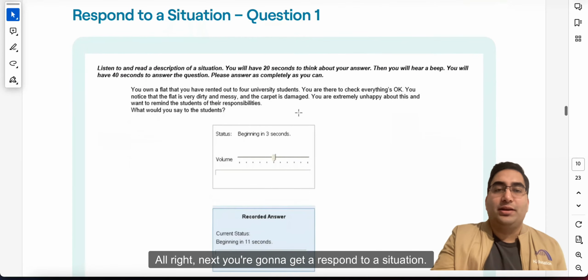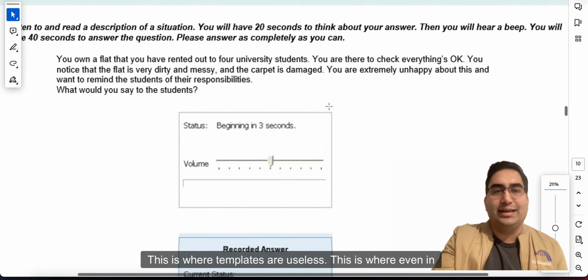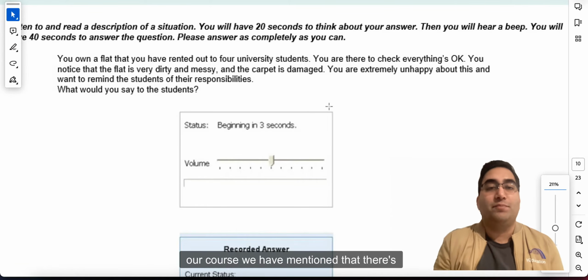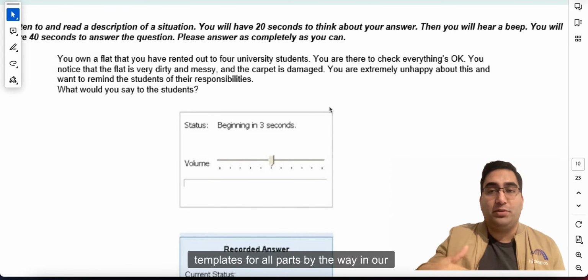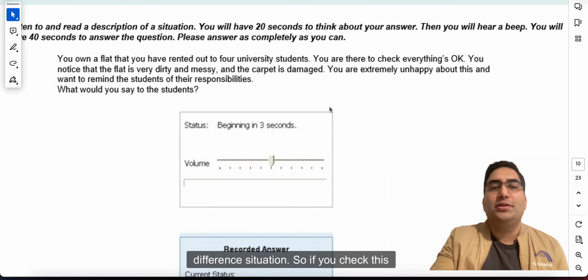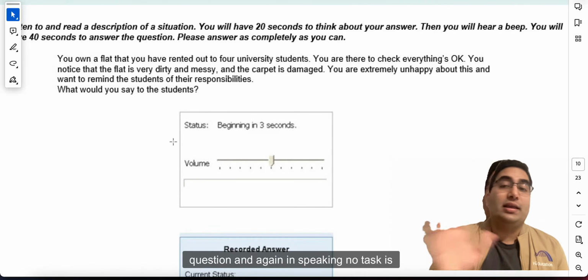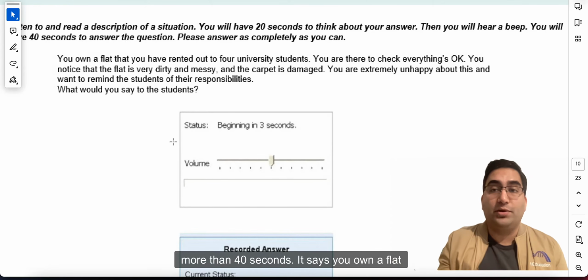All right, next you're going to get respond to a situation. This is where templates are useless. This is where, even in our course, we have mentioned that there's templates for all parts, by the way, in our course. Not for this one, because it's always going to be a different situation. So if you check this out, it says you have 40 seconds to answer the question. And again, in speaking, no task is more than 40 seconds.